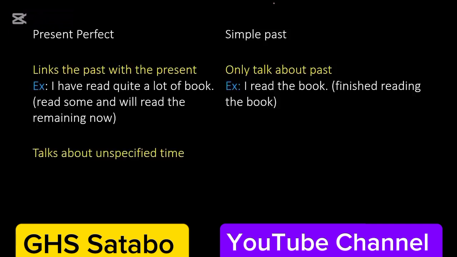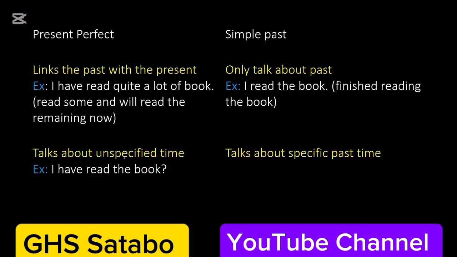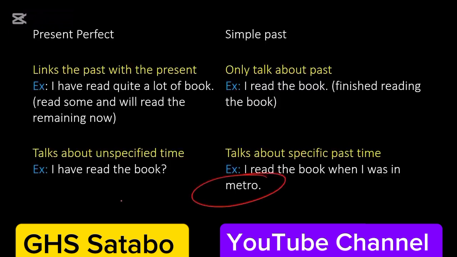Also, present perfect talks about unspecified time. I can say, I have read the book. Please forget about the question mark here, it's incorrect. So the sentence would be, I have read the book. When, where, which, no information is provided, so it clearly shows unspecified time. On the other hand, you will see simple past tense used to show a specific time period. I read the book when I was in the metro. So I'm talking about a situation when I was in the metro. At that time, I read the book.